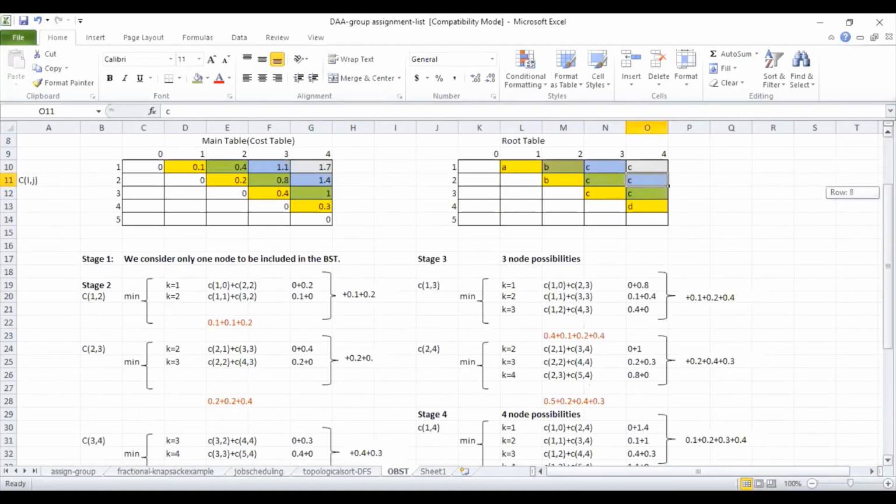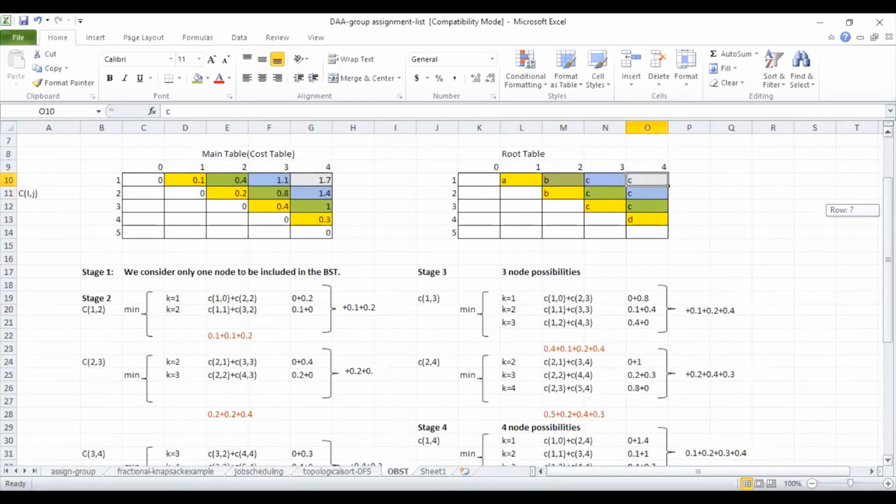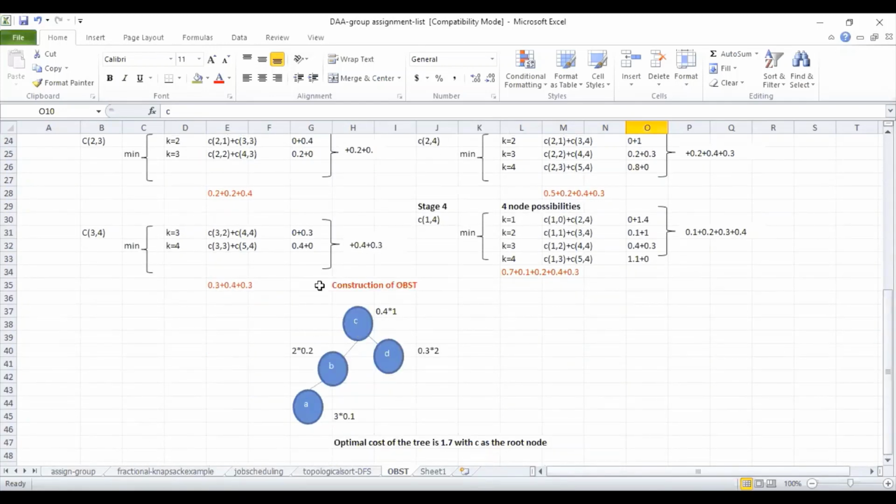Now in order to construct the OBST, if you look at the solution here, 1.7 is the final cost, the OBST cost, and C is the root node. So this should be your solution. Now, when we draw the OBST, we know that C has to appear as a root node. So let's quickly put it down here. C is acting as a root node.